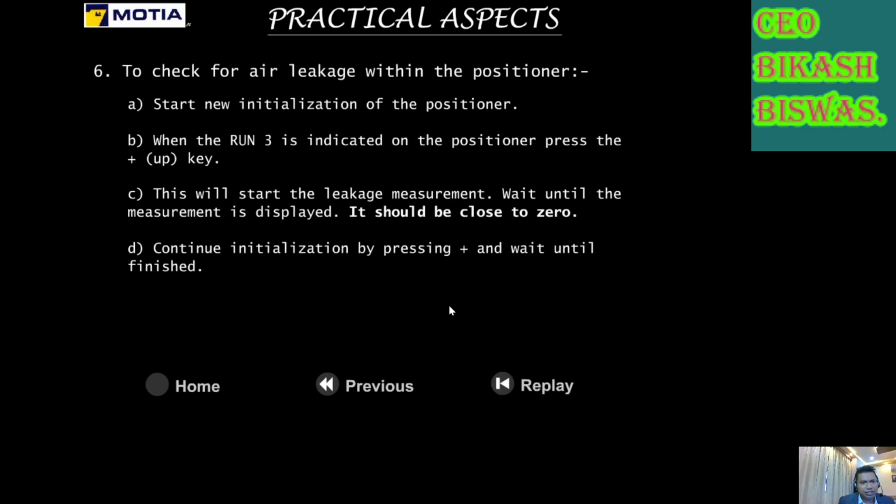If you have air leakages, how to ascertain whether there are internal air leakages or not? Start a new initialization of the positioner. When run 3 is indicated on the display, press the plus, that is the up key. This will start the leakage measurement. Wait until the measurement is displayed. It should be close to 0. Continue initialization by pressing plus and wait until finished.